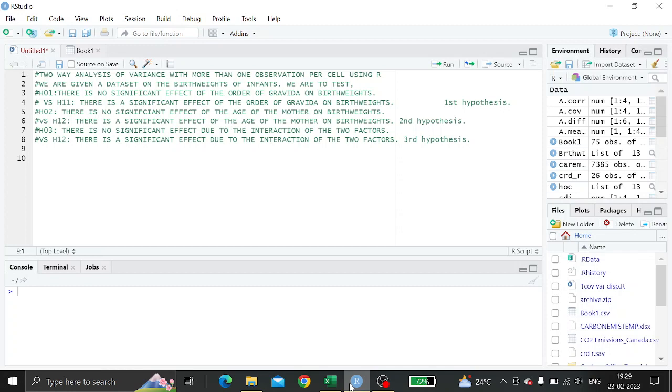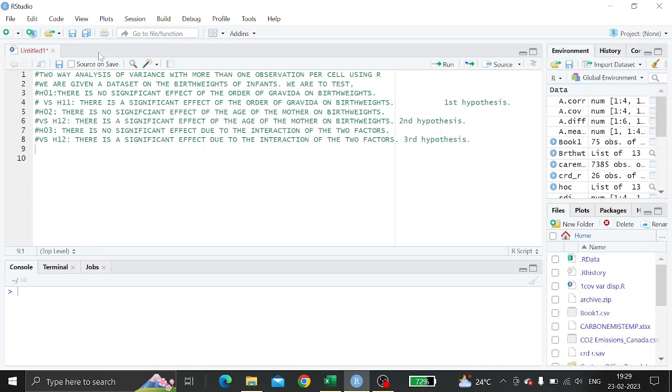hypotheses here. Our first null hypothesis is that there is no significant effect of the order of gravida on birth weights against the alternative that there is a significant effect of the order of gravida on the birth weights. Now the term order of gravida means how many times a woman has become pregnant. When order of gravida equals 1, this means the woman has become pregnant only once. When the order of gravida equals 2, the woman has become pregnant twice, and so on.